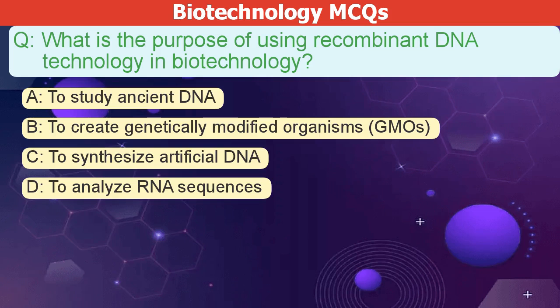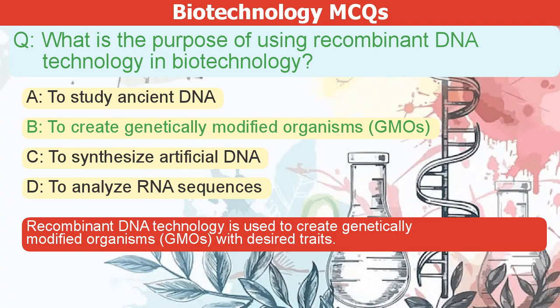What is the purpose of using recombinant DNA technology in biotechnology? A. To study ancient DNA. B. To create genetically modified organisms, GMOs. C. To synthesize artificial DNA. D. To analyze RNA sequences. The correct answer is B. Recombinant DNA technology is used to create genetically modified organisms, GMOs, with desired traits.